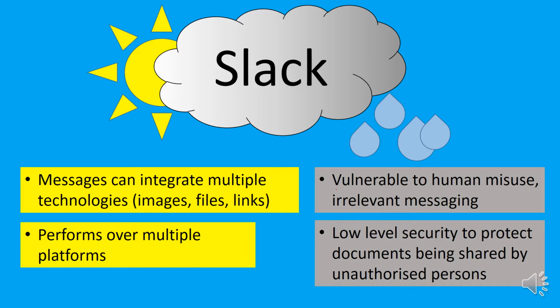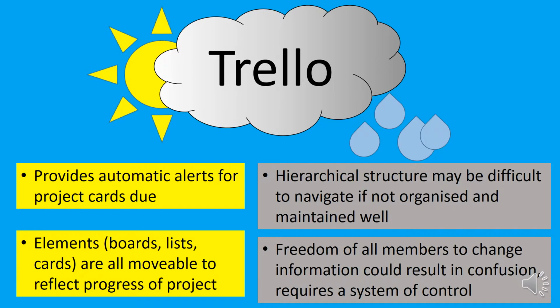Trello, like Slack, is available over multiple platforms. Another advantage it has is the inbuilt notification system, which automatically sends alerts when a card is approaching its due time. There is also the provision of regular support emails to assist with the use of the tool. While it is useful to be able to move lists and cards to monitor the progress of a project, it does require some skill to be able to structure the information within the various parts so that it is easy to follow and retrieve information. It could well become a confusing maze if not well designed.